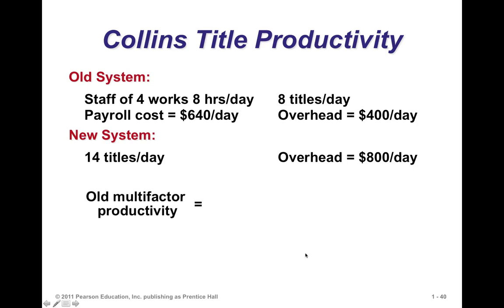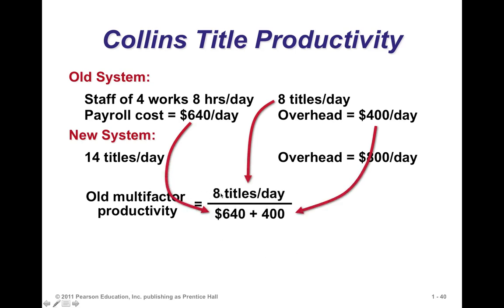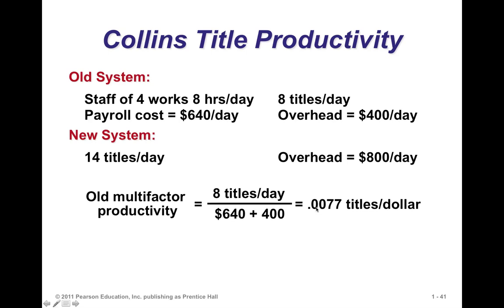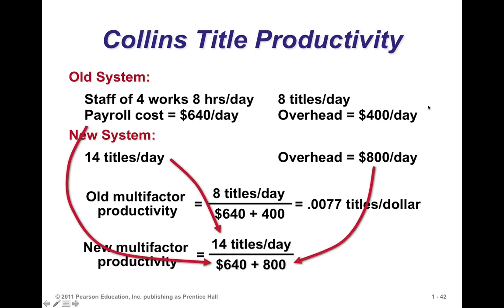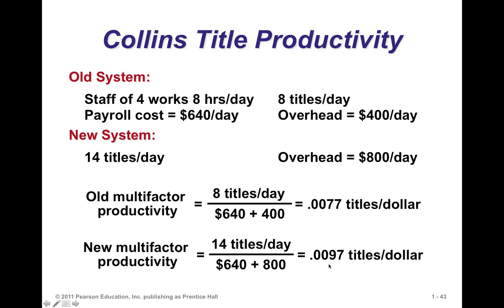Right? And then if you want to go to multi-factor productivity, then you see for the old one, the output was still 8 divided by the 640, which is your payroll cost, plus the 400, which is your overhead cost. So now you have two factors in there, overhead and payroll. And that gives you 0.007 titles per dollar. And then if you do it for the new one, well, now we have 800 a day. So 640 plus 800, and 14 titles per day. And we see the new multi-factor productivity level happens to be slightly higher. All right?